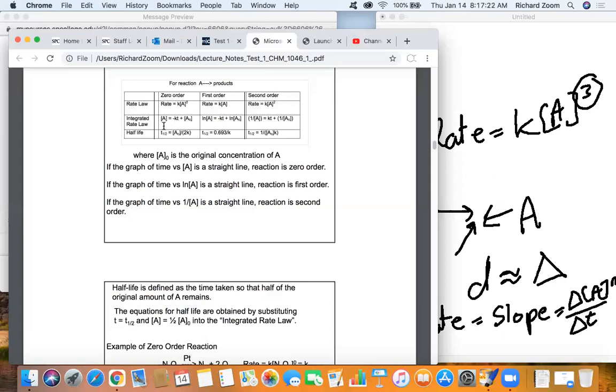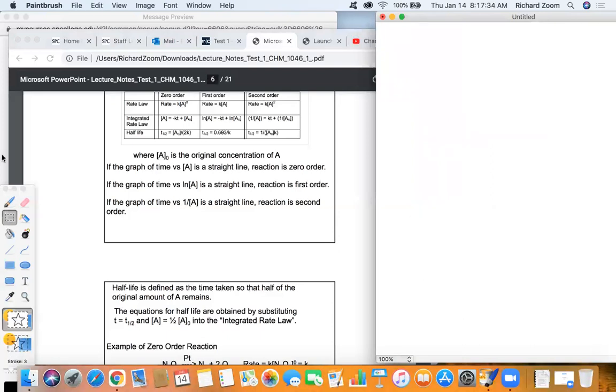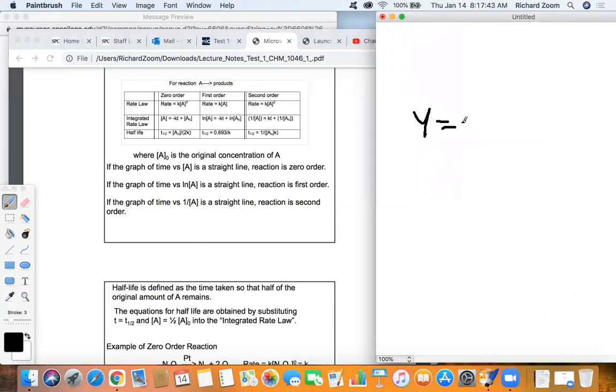So y equals mx plus b. I'm actually going to write those down so you can see the connection there between these integrated rate laws and the equation for a straight line. Is anybody unfamiliar with y equals mx plus b? Never seen it before in their lives? I'm sure you have. I'd be really surprised if you didn't see this before in some of your other math classes.